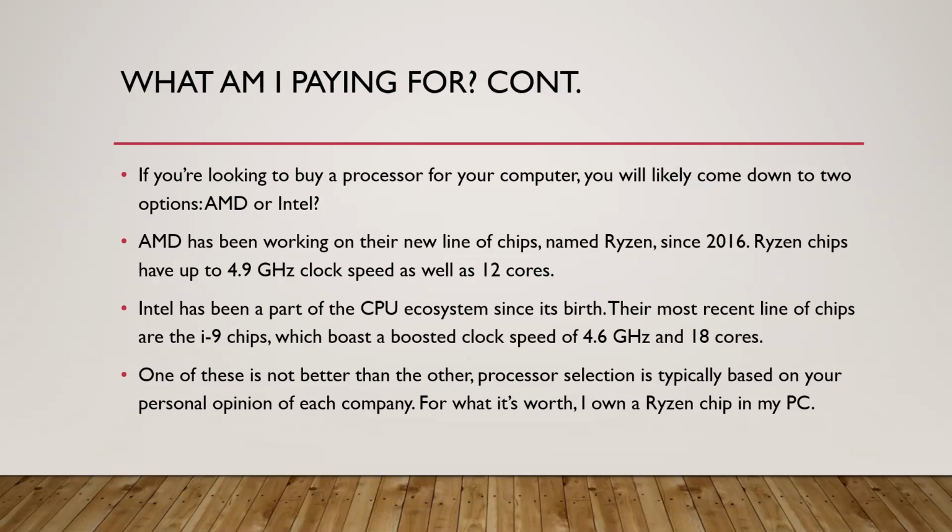And the other option, of course, is Intel. Intel has been a part of the CPU ecosystem pretty much since its birth. Their most recent line of chips are the i9 chips, which boast a boosted clock speed of 4.6 gigahertz and 18 cores. That's not to say necessarily that one is better than the other.